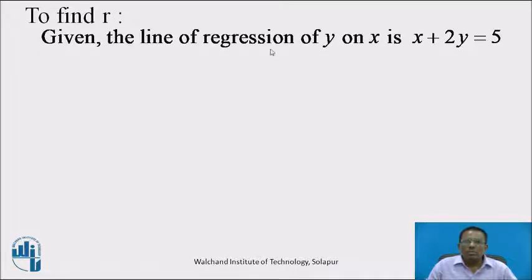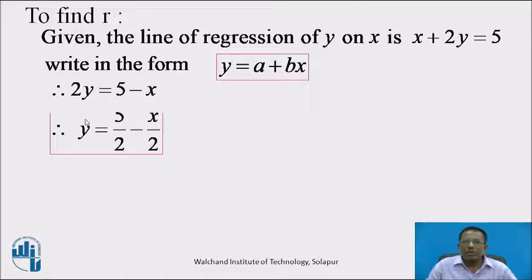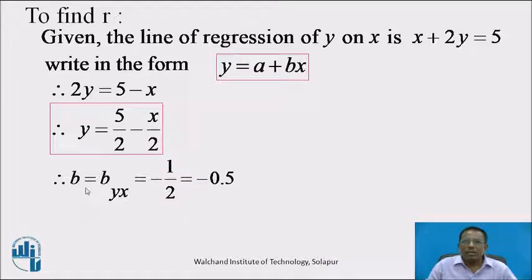given the line of regression of y on x is x plus 2y equal to 5, write it in the form of y equal to a plus bx. So, x can be transferred to the right hand side, so that 2y equal to 5 minus x, after dividing 2 on both the sides. So, we get y equal to 5 by 2 minus x by 2. Compare this equation with y equal to a plus bx, hence we get here b, that is nothing but b suffix yx, the coefficient of regression of y on x, which is equal to minus 1 by 2, that is minus 0.5.